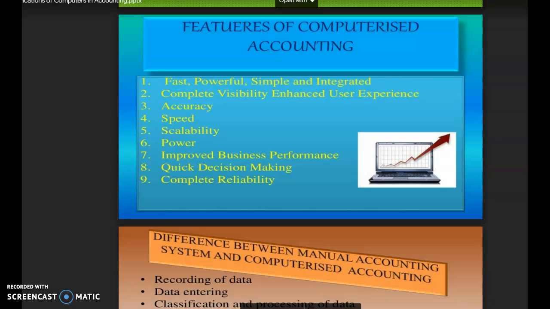It results in accuracy, which is a feature and advantage of the computer. Its speed is very high. Its scalability means it works at a very high scale. Power means it is strong and works in a very effective manner. Improved business performance: all the reports and detailed information prepared through the computerized accounting system improve the business performance, its goodwill, and its image. Then quick decision making can be undertaken and complete reliability can be achieved, meaning complete faith can be placed on the information generated through the computerized accounting system.